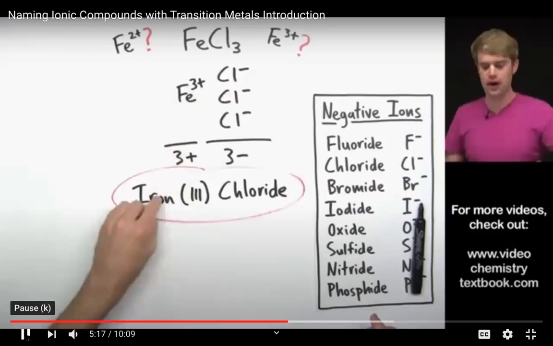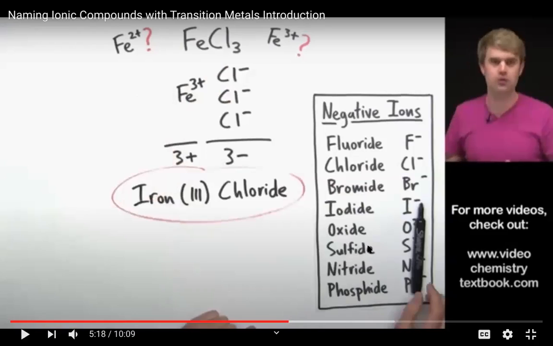The other thing I want to point out, guys, is look at his list of negative ions. You see how he's already changed all their endings to IDE? Because in the name, the non-metal will always be second in an ionic compound. So the negative ion, the non-metal, will always be the second one, and that's the one that always gets changed to IDE.